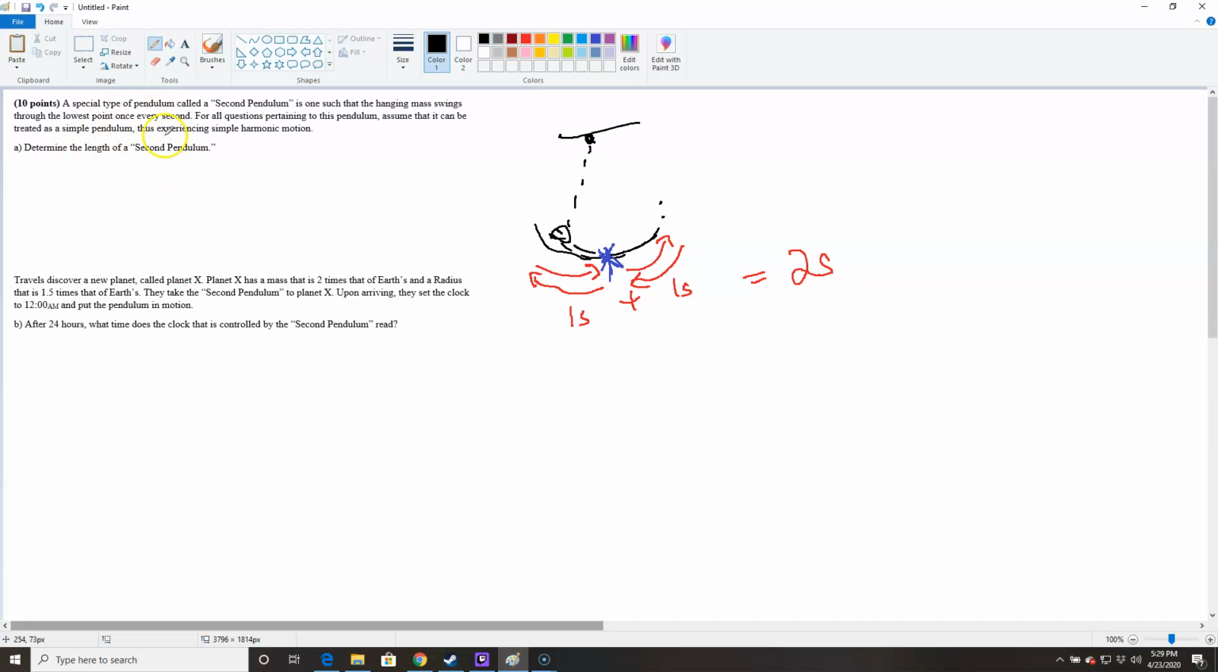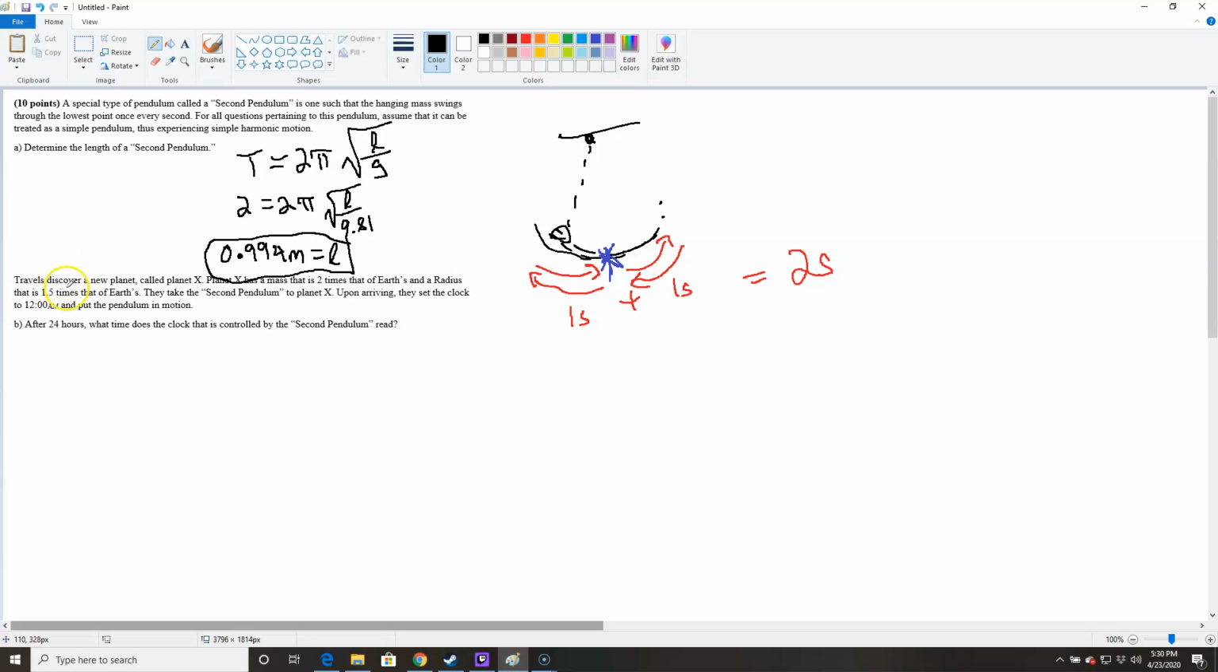So our first question says, determine the length of it. We'll use the period of a pendulum equation right off the equation sheet, 2 pi times root of L over g, and your goal is to solve for L. So 2 equals 2 pi root L over 9.81. So I will do 2 divided by 2 pi. Then I will square that and multiply by 9.81. And I got a length of 0.994 meters. So just shy of 1 meter exact.